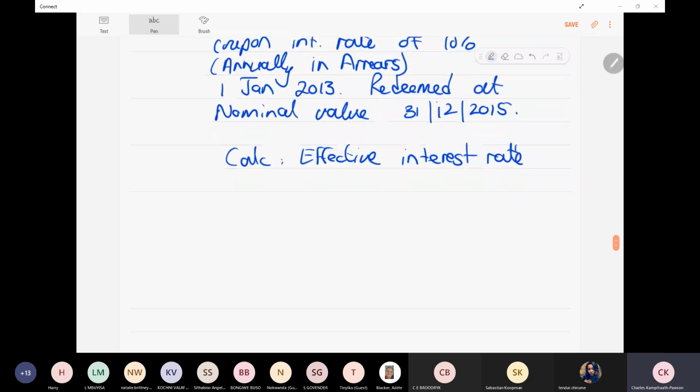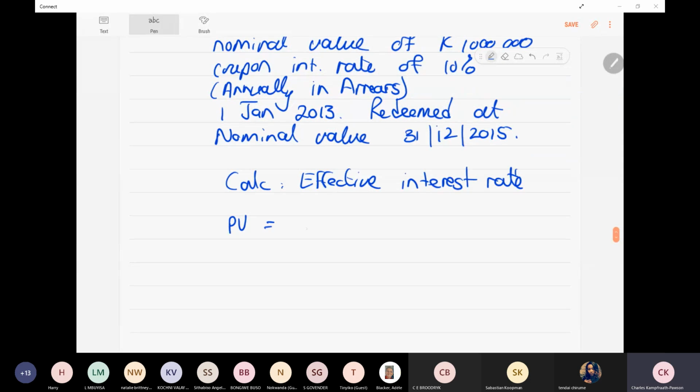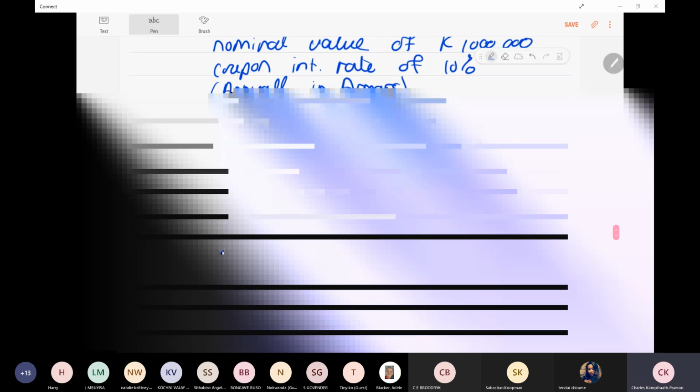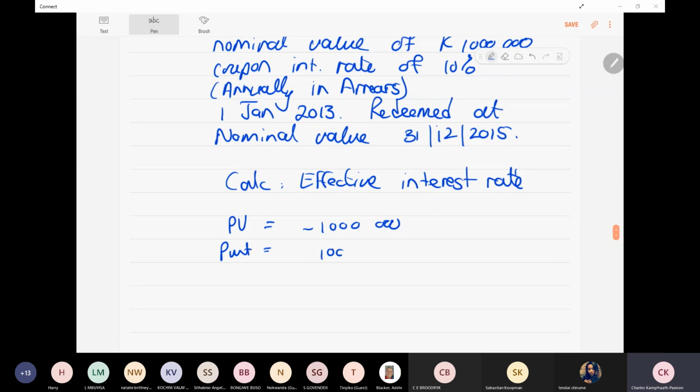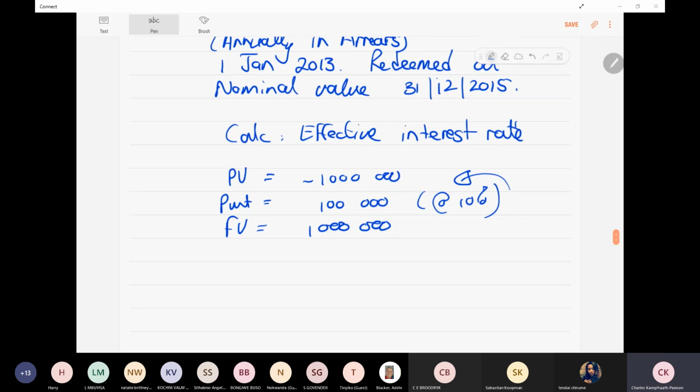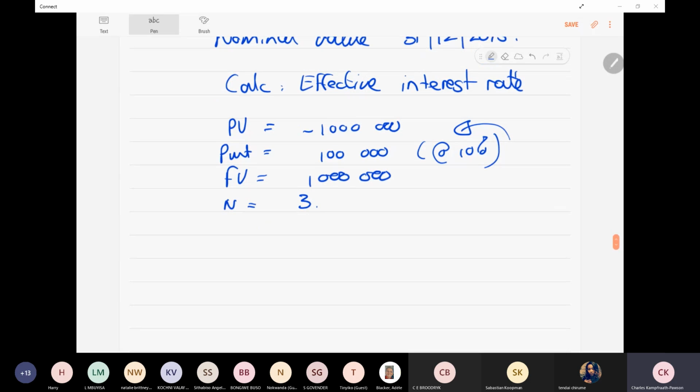Remember, we issue the bond, so the present value today is also 1 million. The payment is 100,000 because it's 10% of that value. The future value will be 1 million because they say we settle it at nominal value, and N will be 3. So you should get an I that equals the coupon rate.